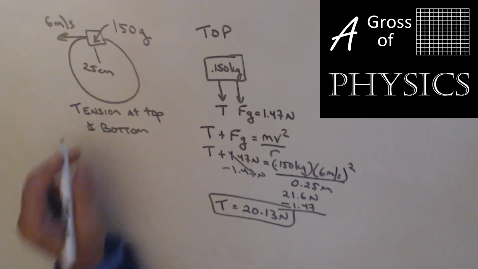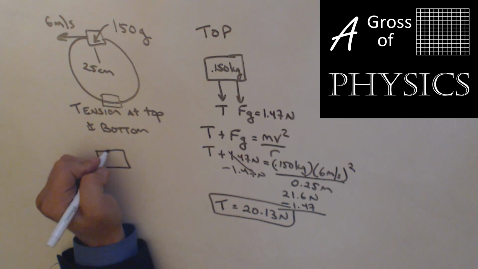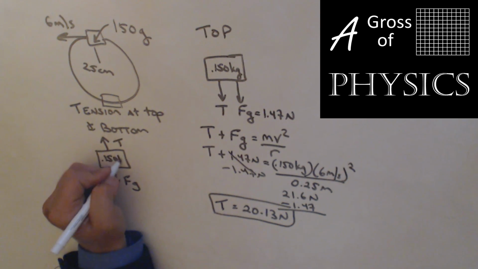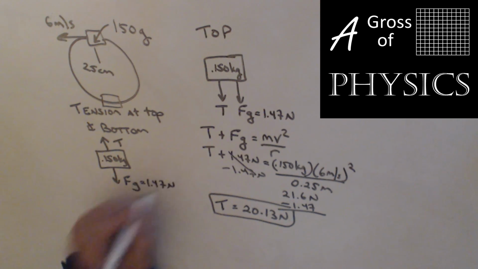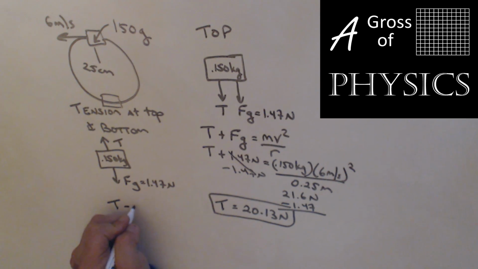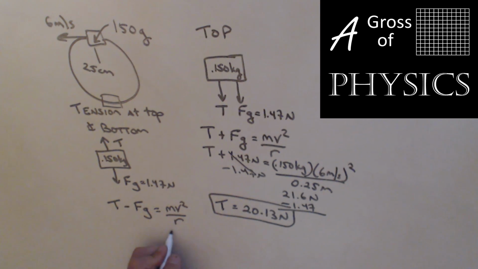Now let's see what happens at the bottom. At the bottom, the free body diagram is going to look a little different. The string is pulling up and gravity is still pulling down, 0.150, and the force of gravity is still 1.47. So the difference here is that the tension is inward, so that's your positive force, minus the force of gravity, which is an outward force, equals mv squared over r. Since m and v and r are the same, we're still going to get 21.6 newtons here. Force of gravity is the same, so it's 1.47 newtons. And instead of subtracting, we're going to instead add the 1.47 over.